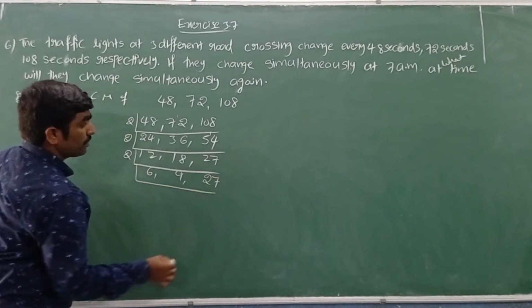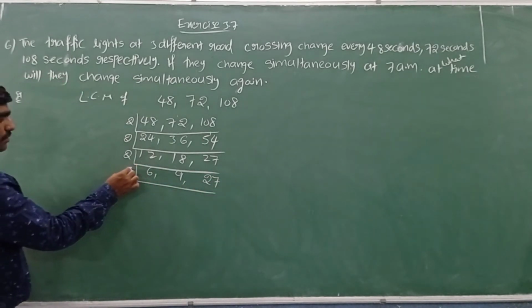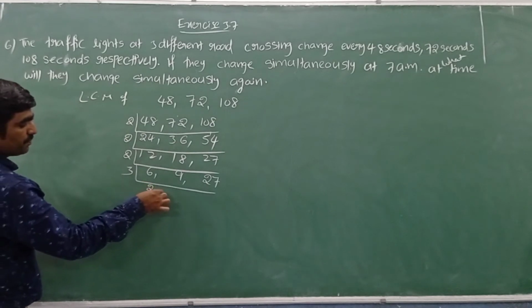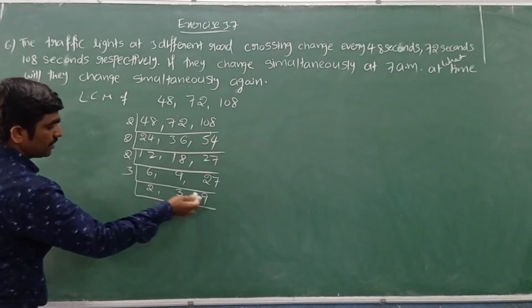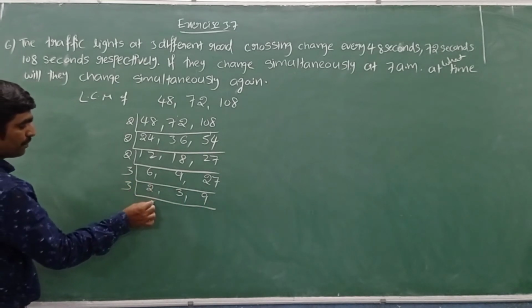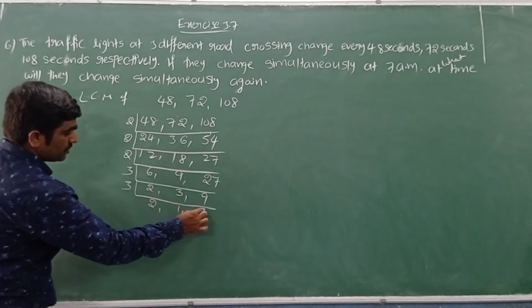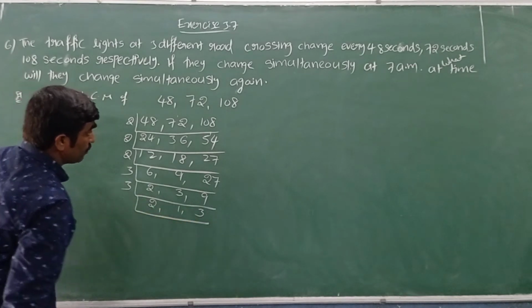Again, which prime number goes into all three numbers? The 3 table, I think. 3 2s are 6, 3 3s are 9, 3 9s are 27. Again the 3 table is possible in these three numbers. In 2 the 3 table is not possible, so write it as it is. 3 1s are 3, 3 3s are 9. Now I got 2 and 3, both are prime numbers.